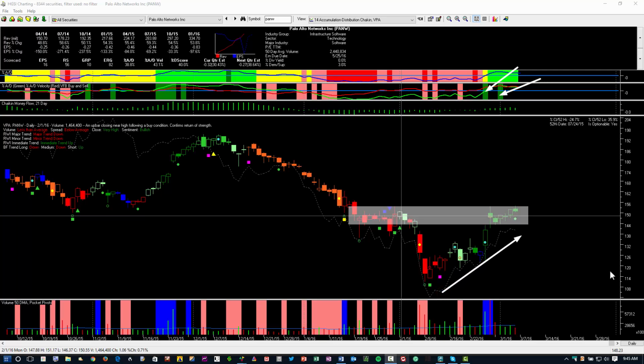Stephen asked me if this is a strong group line. It's been strong since the base here. It's turned up. Obviously, you can see right here was the end of it, and it's moving up. But the stock is trading in this resistance area.